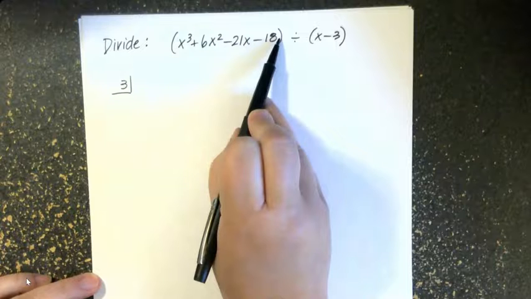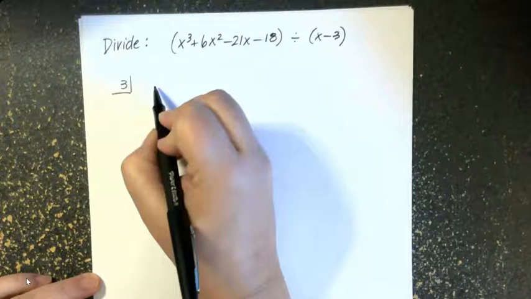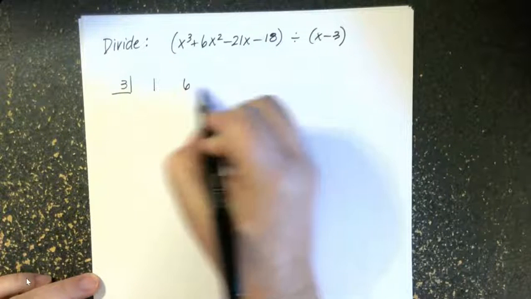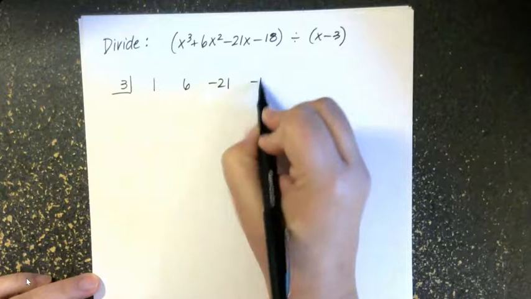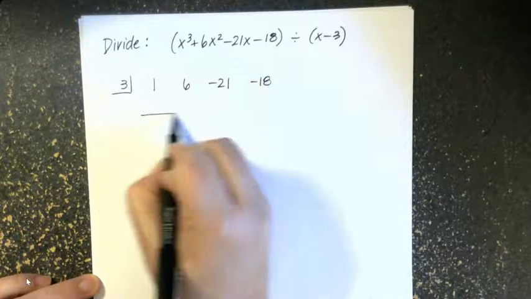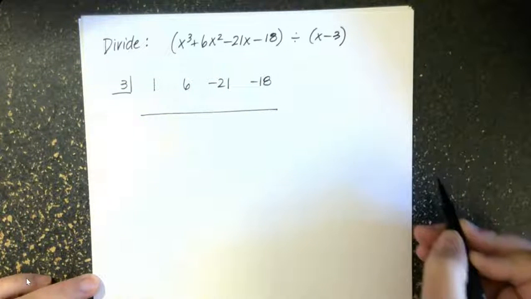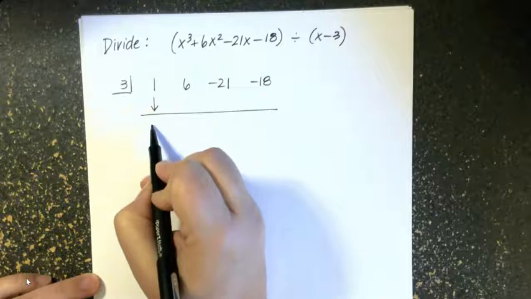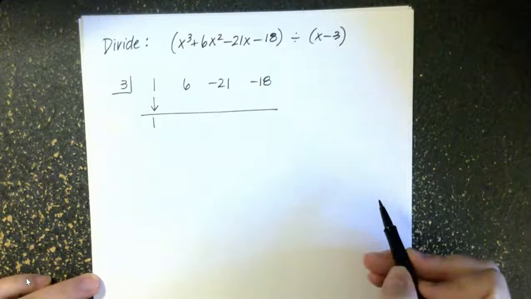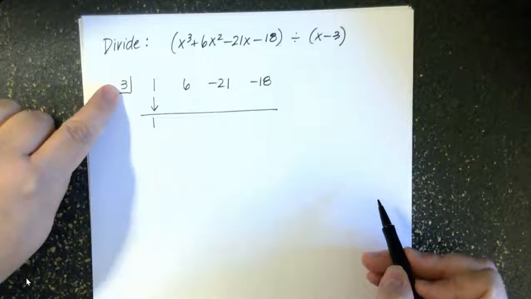I don't have to put a placeholder in. Always check for that. 1, 6, negative 21, negative 18. Leave space for another row of numbers and draw your line. Then bring down the leading coefficient, which just happens to be a 1, and remember it's not always going to be a 1. Then I'm going to start my process.